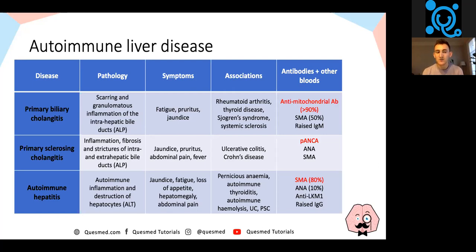And in autoimmune hepatitis, about 80% of those patients will have a positive smooth muscle antibody. And they tend to have a raised IgG. So that's an important immunoglobulin to look for in those patients. So those are kind of your main autoimmune causes of chronic liver disease and the antibodies that are positive in them.